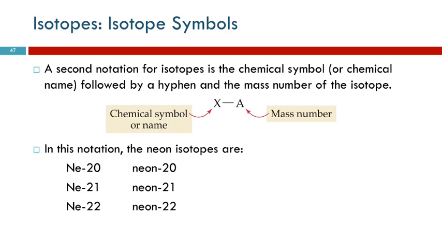So in this notation, the three isotopes of neon would be Ne-20 or neon-20, neon-21, and neon-22. So this tells me the element, and this tells me the mass number, the number of protons plus neutrons. If I need to know the number of neutrons, I find neon on the periodic table. I see it has 10 protons. I subtract that from this mass number, and that tells me how many neutrons.